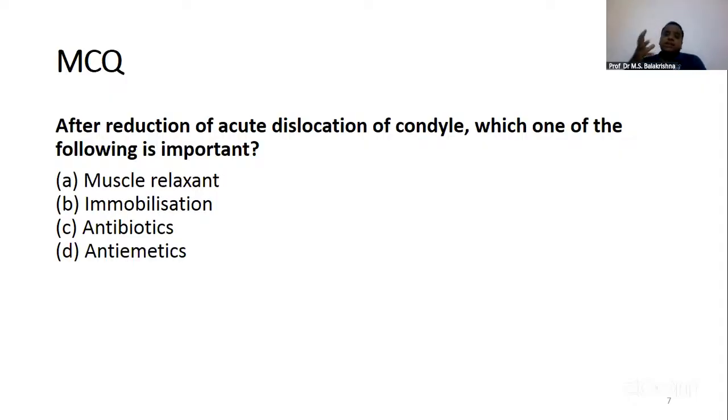So you can give a muscle relaxant and then immobilization. Which one is more important? Immobilization is more important. You have to stabilize that area. Otherwise, if you keep on moving that area, there will be malunion over a period of time. So you have to stabilize first. Okay, to stabilize that area, bring it back to its normal position, and then muscle relaxants can be given.